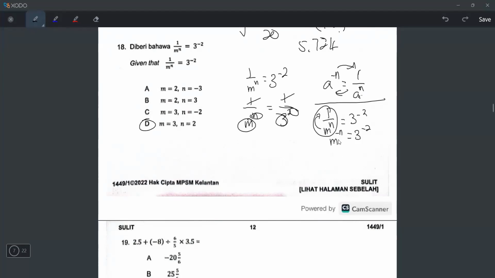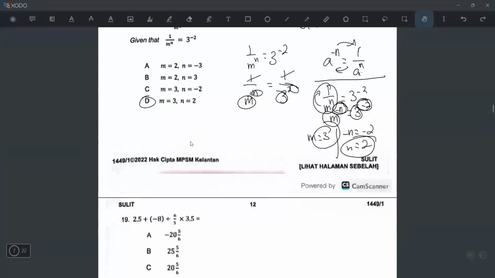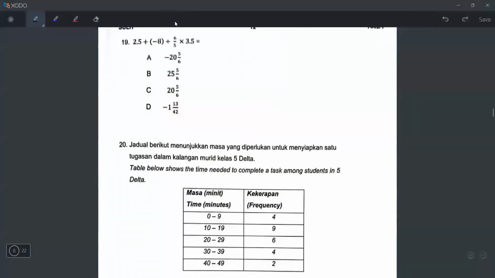And then now you compare. m is 3, negative n is negative 2. So let's write it down. m is 3, and then negative n is negative 2. So therefore n is 2. So m is 3, n is 2. You can see the answer is still the same. Let's continue. Question 19.